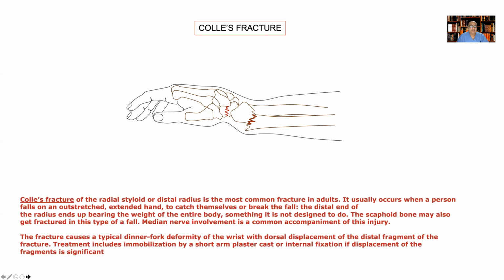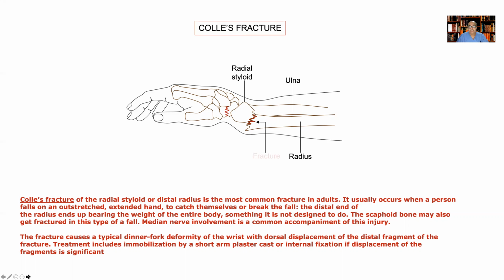So Colles fracture is a fracture of the radial styloid or distal radius, and is the most common fracture in adults. It usually happens when you fall on an outstretched hand, with the typical dinner fork deformity. I have shown you the dinner fork, everybody knows, there is no need to explain it. So this is the radius. This is its styloid process or the distal fragment, and you can see it's been pushed downwards. Can you see this notch part facing downwards? And the other bone is my ulna.